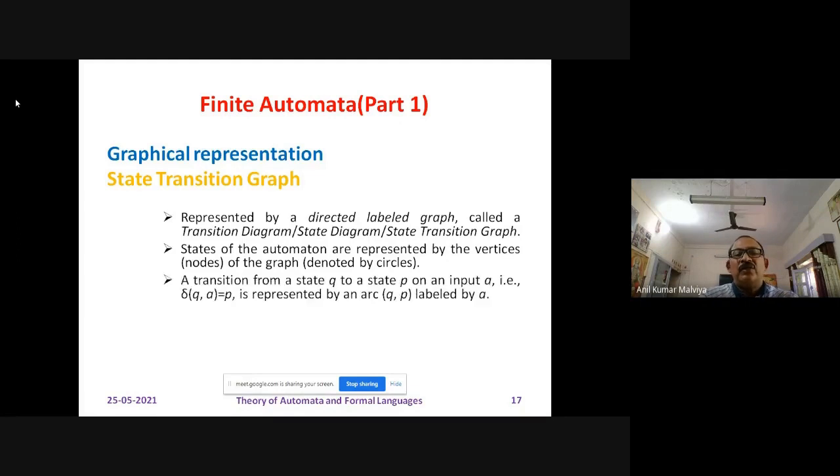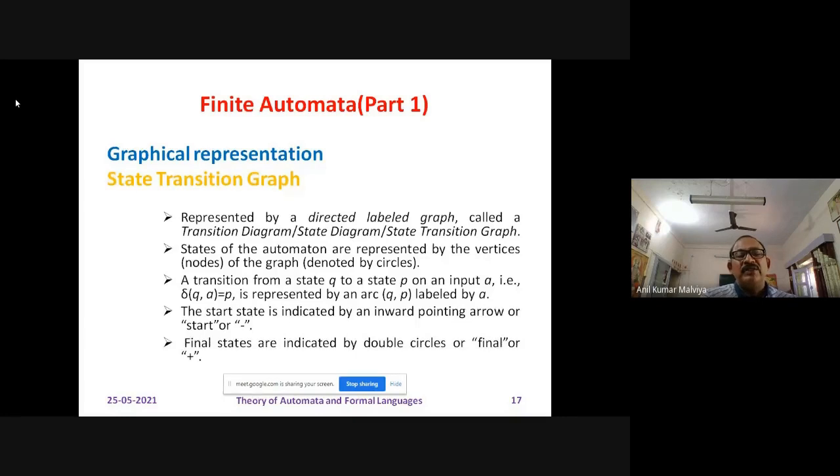A transition from state Q to state P on input A, that is delta of Q, A is equal to P, is represented by an arc from Q to P labeled by A. The start state is indicated by an inward pointing arrow or the word start, or you can say the minus sign. In the same way, the final states are indicated by a double circle or the word final or plus.